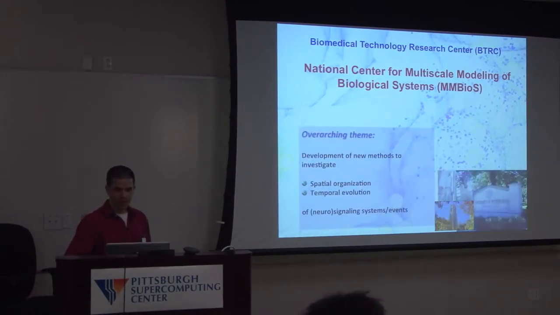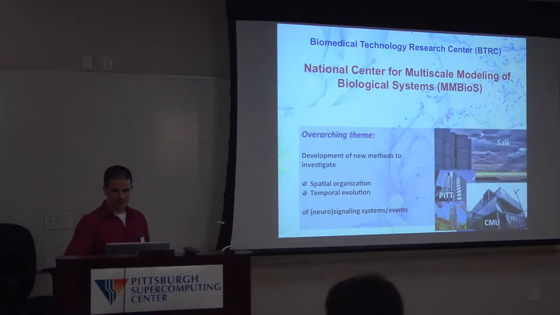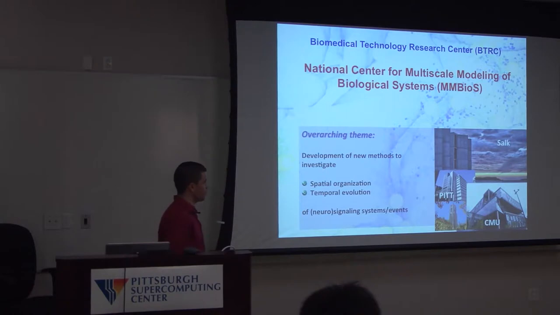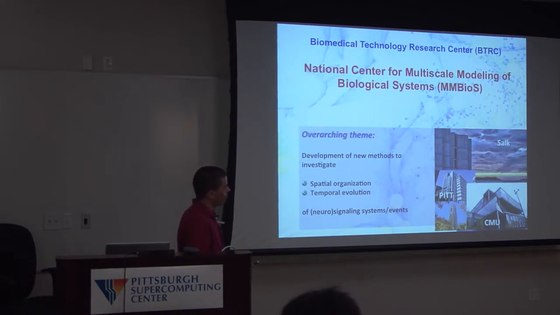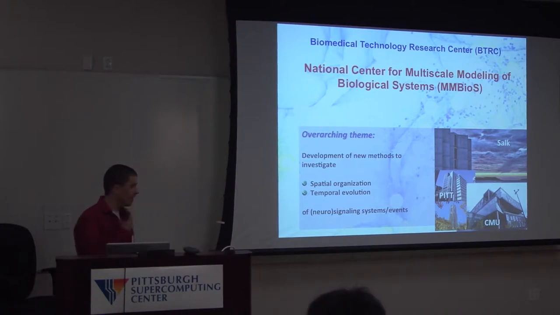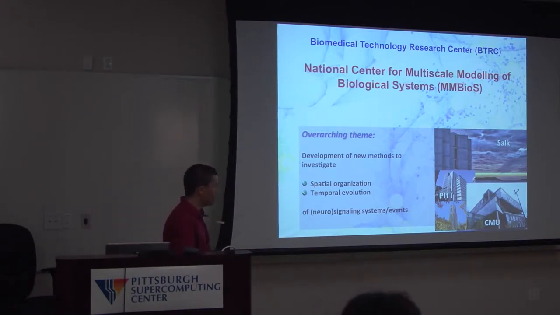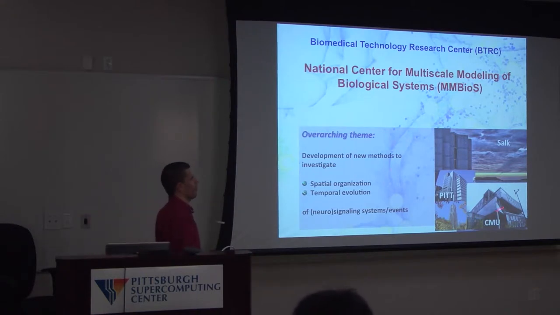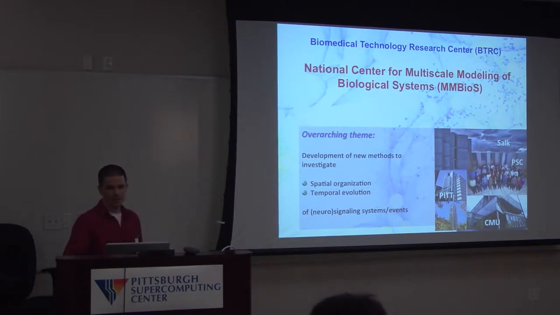I wanted to very briefly tell you about a new center that was recently funded, about 6 months ago, here in Pittsburgh. It's called the National Center for Multiscale Modeling of Biological Systems, or MMBIOS. It's a collaboration between the Pittsburgh Supercomputing Center, the Salk Institute, University of Pittsburgh, and Carnegie Mellon University, with the goal of developing new methods to investigate spatial organization and temporal evolution, with a focus on neural signaling systems. This is a very challenging goal, but we have a number of very strong institutions in the field.